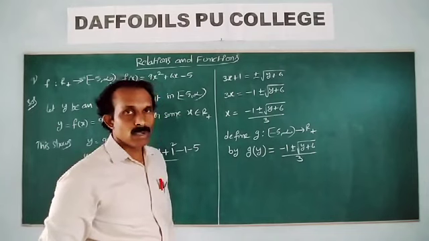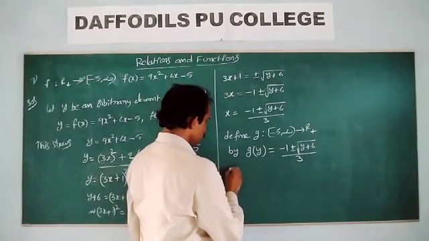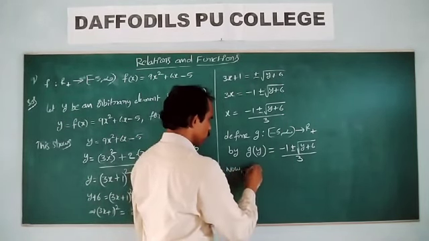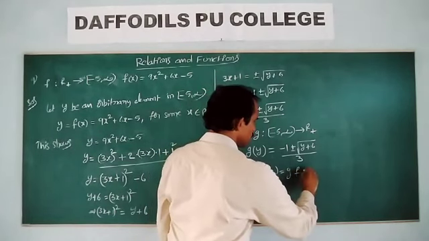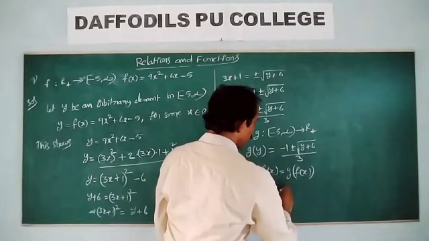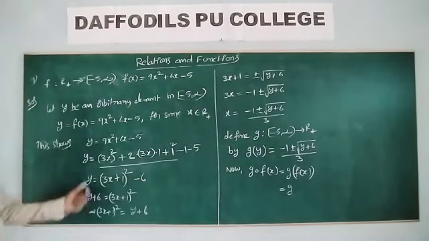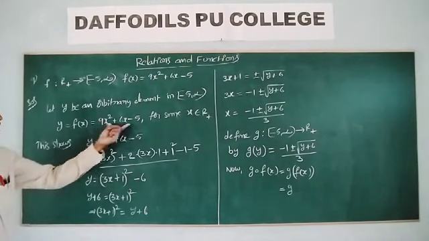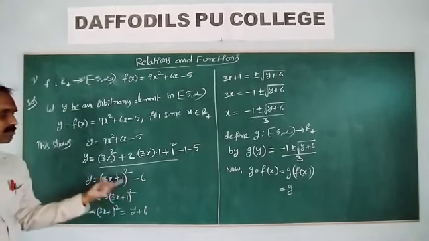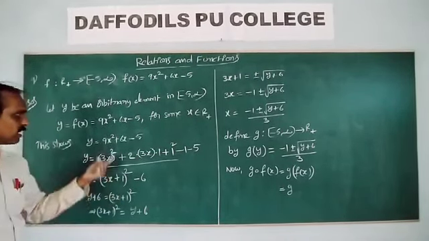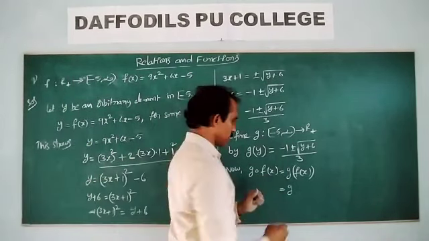Now what will we prove? We need to prove that g circle f and f circle g are identity. So now g circle f of x can be written as g of f of x. What is f of x? f of x is equal to this one. It is better to write this, which is easier by a simple calculation: this was already converted to 3x plus 1 whole square minus 6 in place of f of x.